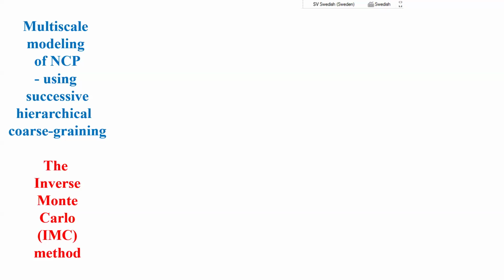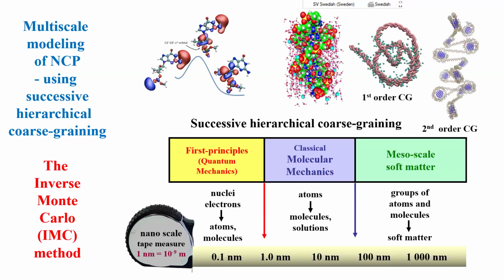Okay, so now I introduce the multi-scale modeling method, which is called inverse Monte Carlo, which we did present 30 years ago, and you can use it to do successive hierarchical coarse graining. This image shows in these colored boxes all 3 scales of the multi-scale, starting from first principles and going to classical molecular dynamics and then mesoscale. And above you can see how DNA looks like at these different scales.